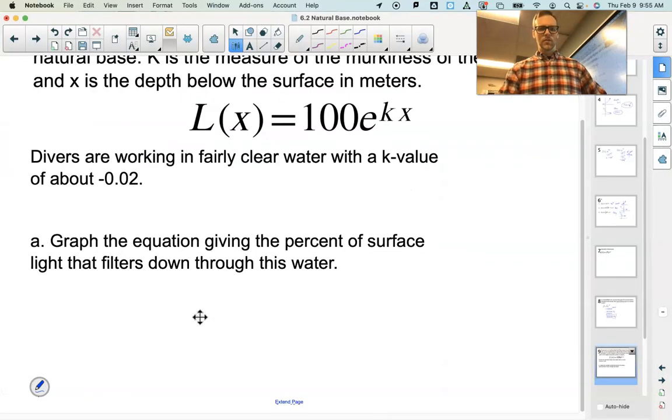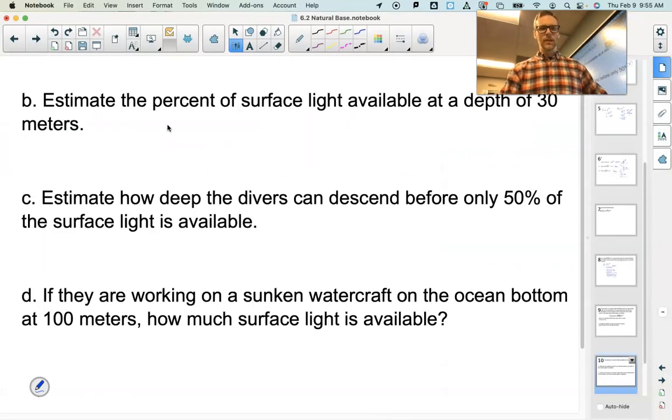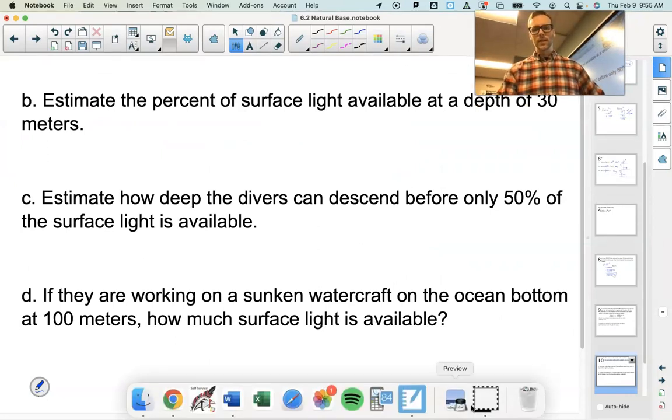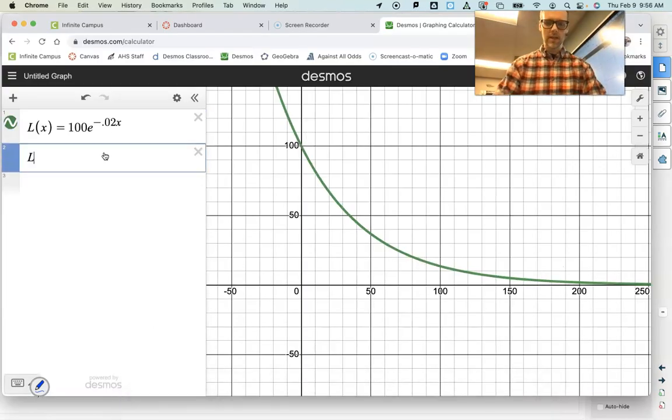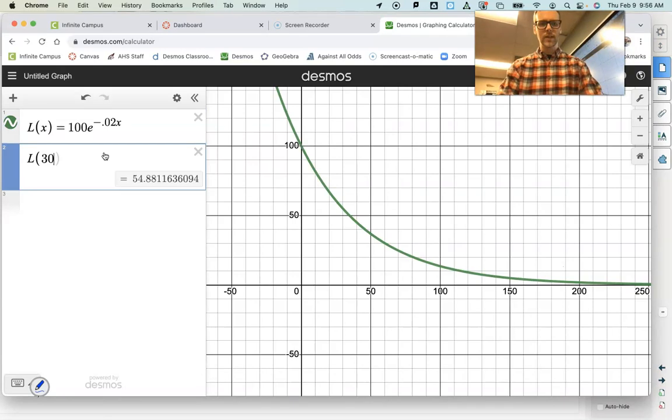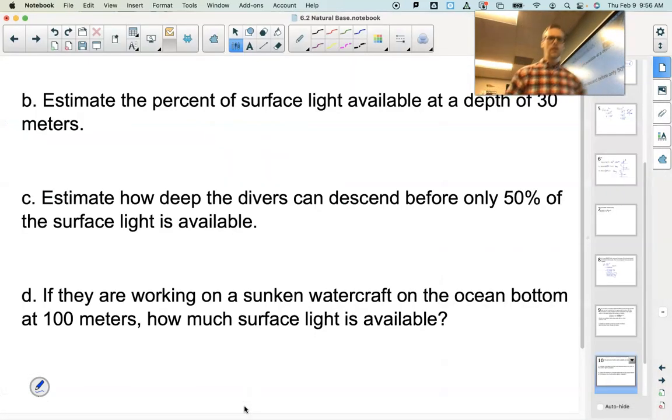Okay, let's answer some questions now. Estimate the percent of surface light available at a depth of 30 meters. That just means we're going to put 30 in for x right there. You can do it on your calculator. Since I have Desmos, I'll just do it right here. What is L of 30? We have about 54.9% of our surface light.